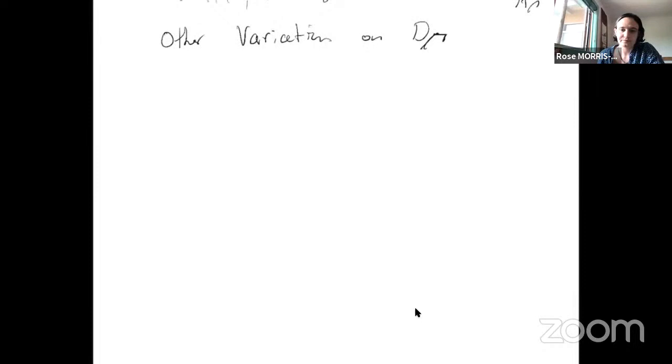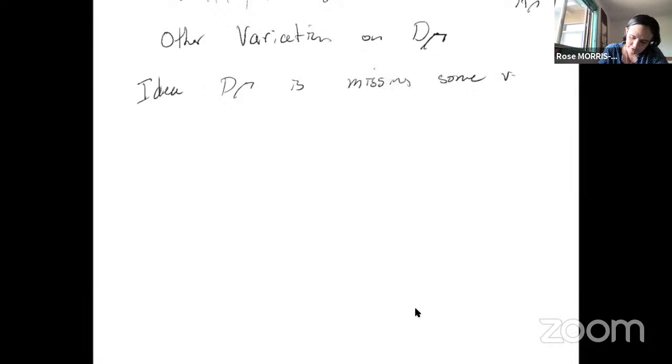I also want to talk a little bit about other variations on this complex. There are other geometric spaces that people use to study Artin groups, and the vast majority of them are just variations of this. One example: the idea here is that D gamma is missing some vertices that make D gamma not CAT(0) in our non-FC type case.